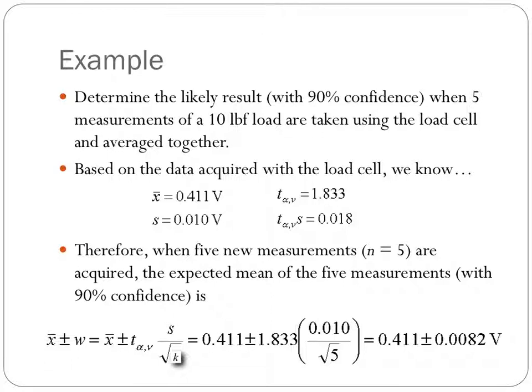However, if we take 5 new measurements, and by the way, this should say K, where K is equal to 5, if we take 5 new measurements with 10 pounds force applied to the load cell and we average them together, we expect the mean or the average of those 5 new measurements now to fall within a smaller band around the mean of 0.411 volts. So in this case, that's going to be 0.0082 volts.